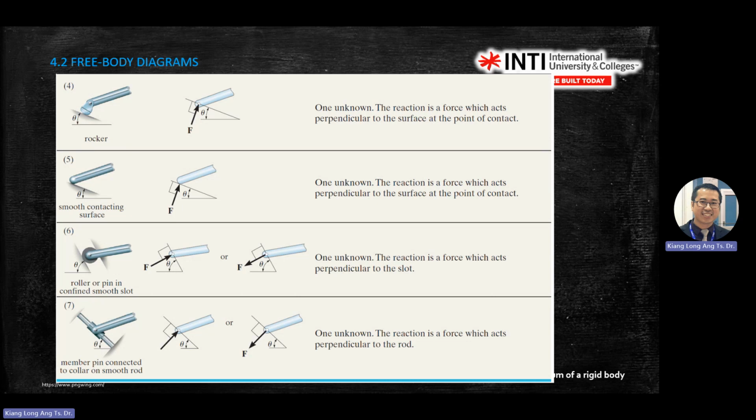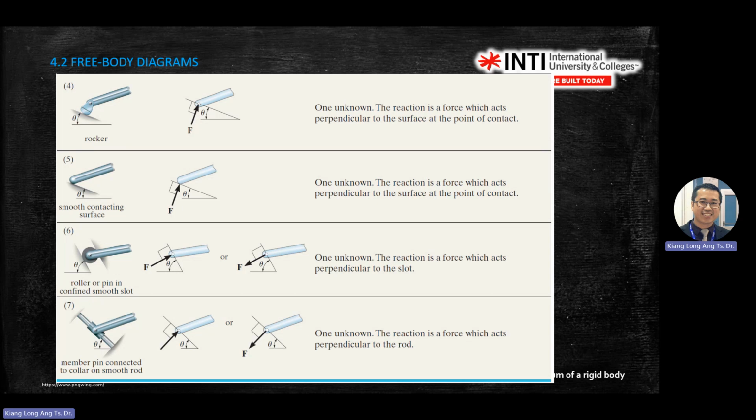A smooth slot is like the link in your window sometimes, right? If you push the link, I'm not sure this one has one or not. This one doesn't. But some doors have a link, and there's a slot there that they can slide along.